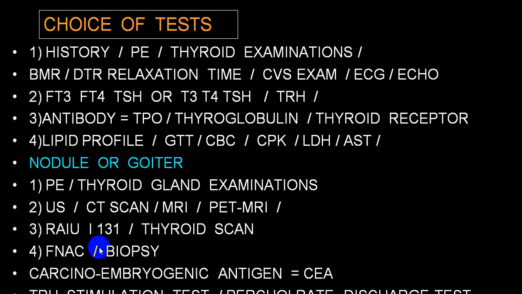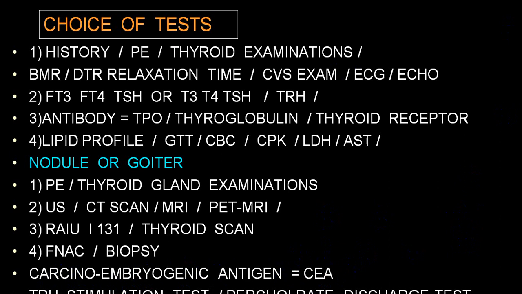FNAC or biopsy is mainly to identify the type of goiter or nodule, whether it is malignant or benign, and if it is malignant, which variety. CEA you can do, that is carcinoembryonic antigen, which is positive in some of the thyroid malignancies.